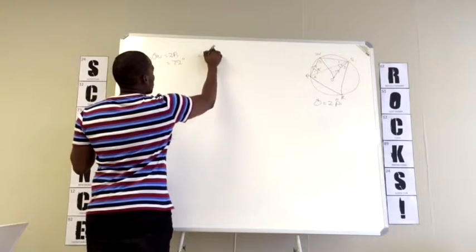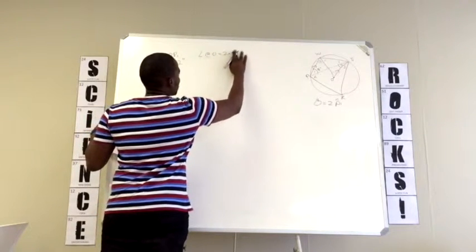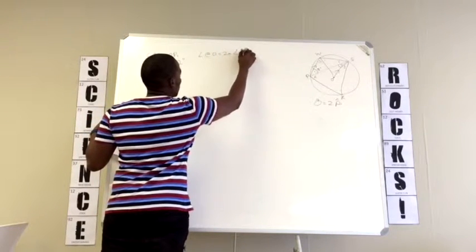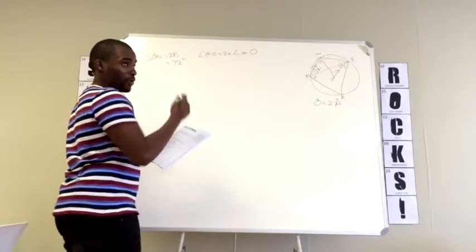Angle at the center is equal to 2 times the angle on my circle. Okay, I'm going to write in shorthand for the sake of space.